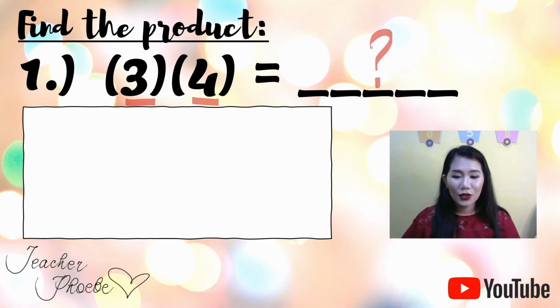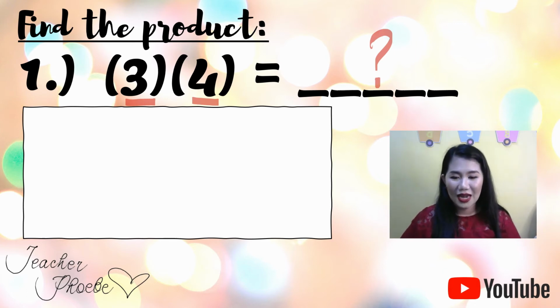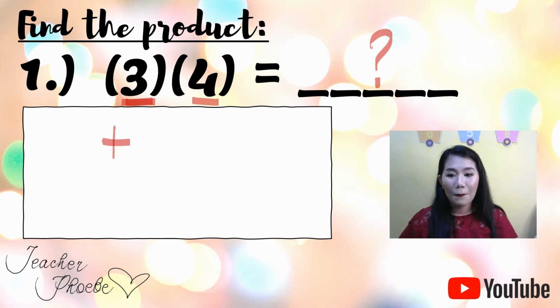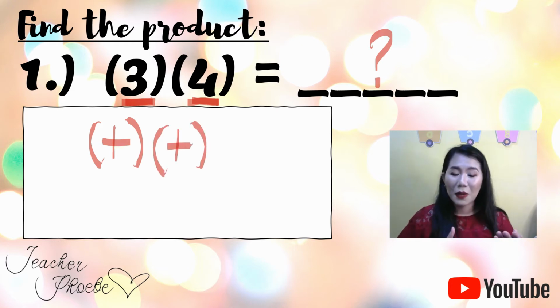To find the answer to this, first, identify the sign of your integers. Ano ba ang sign ng 3 natin dito? Ang sign ng 3 ay positive. Ano ang sign ng 4 natin dito? Ang sign ng 4 ay positive. Anong sabi sa rule kanina? Positive times positive is positive. So, for your final answer, you're going to write positive.